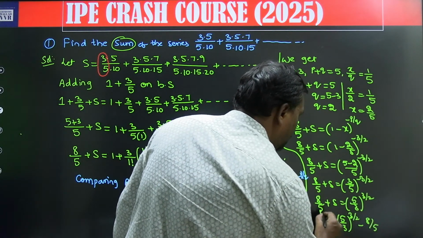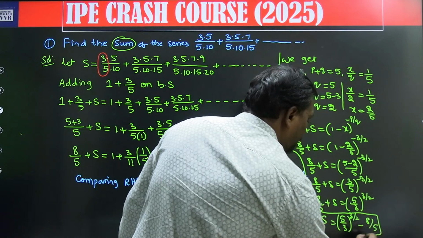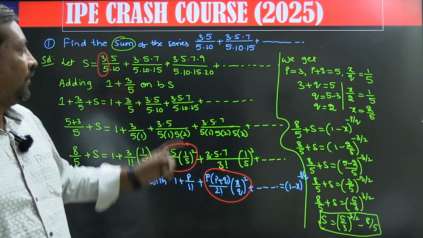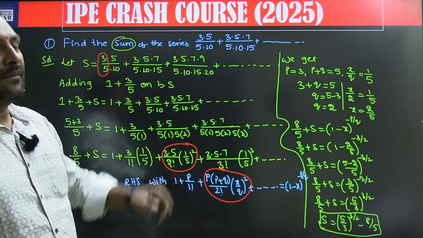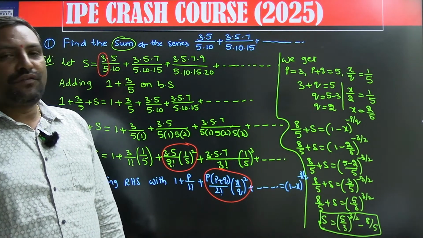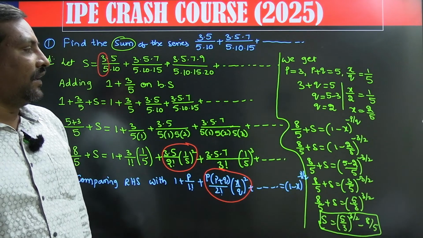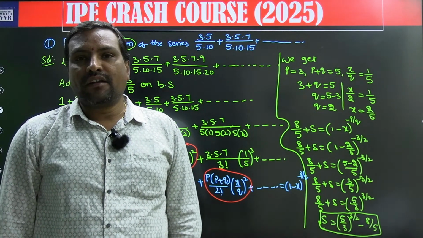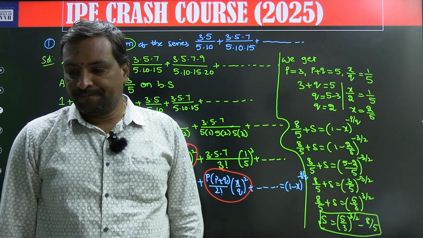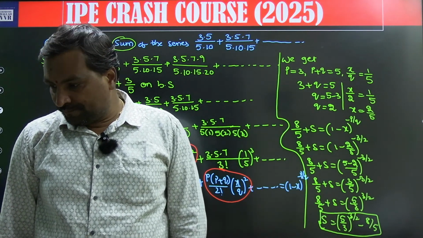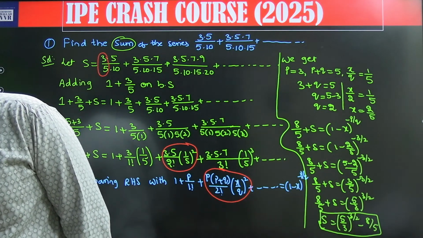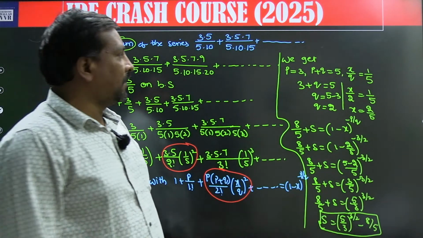So this is the final answer. This is the final answer of, what is this one? 3 into 5 by 5 into 10 plus 3 into 5 and into 7 by 5 into 10 into 15, like this. This is the final answer of this problem here. Okay. Right. We'll go for the next problem.